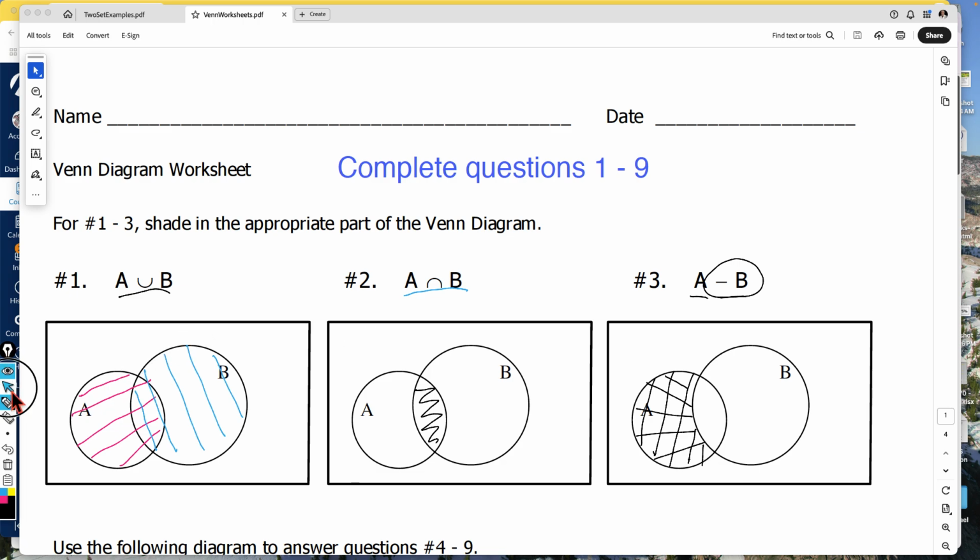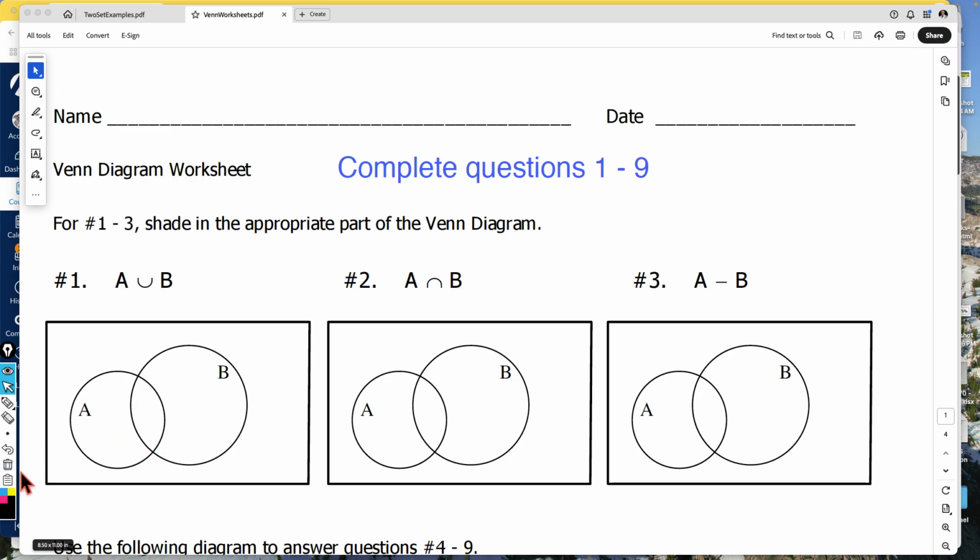So far, so good? Okay, so it's a pretty simple one. We're going to get a little bit more complicated.